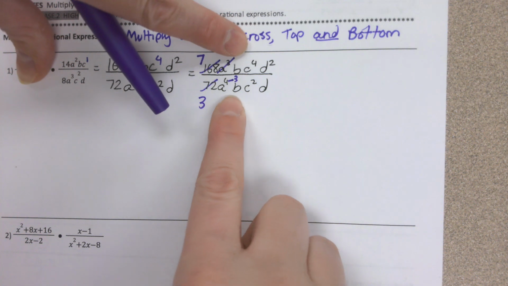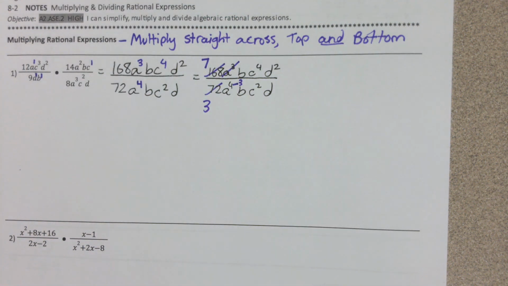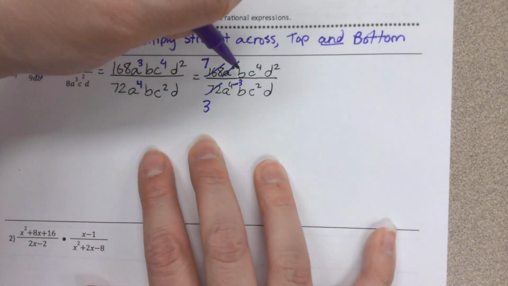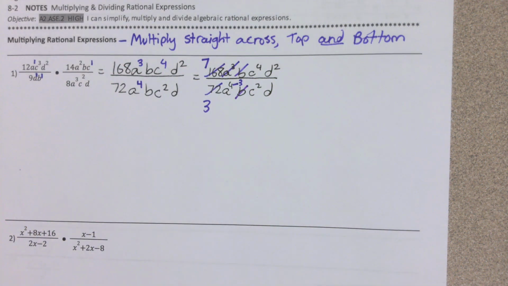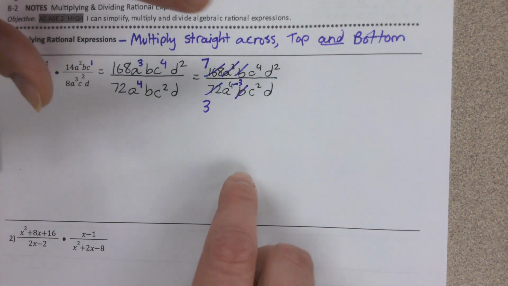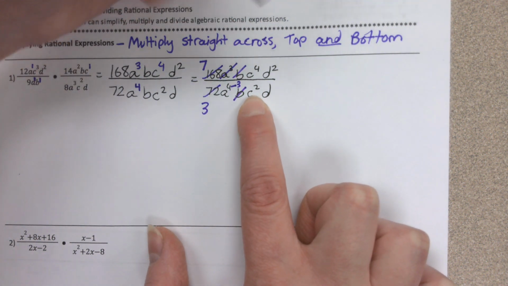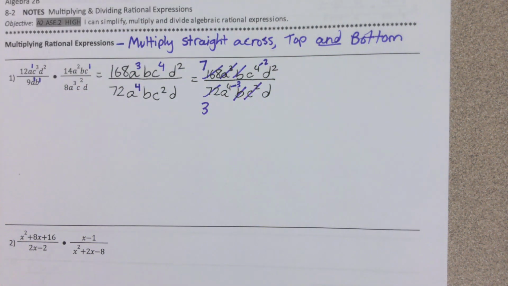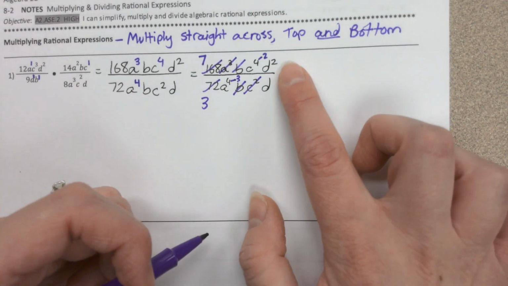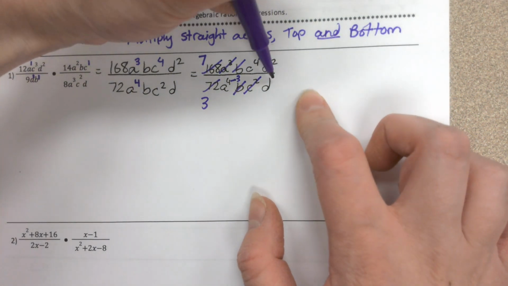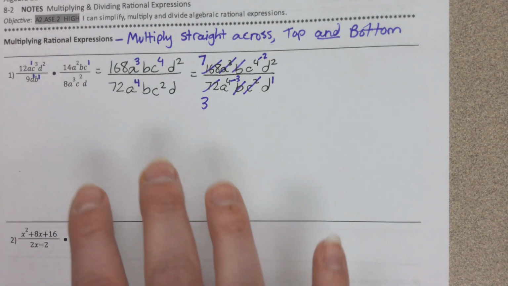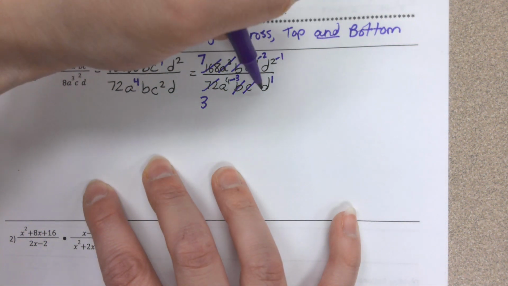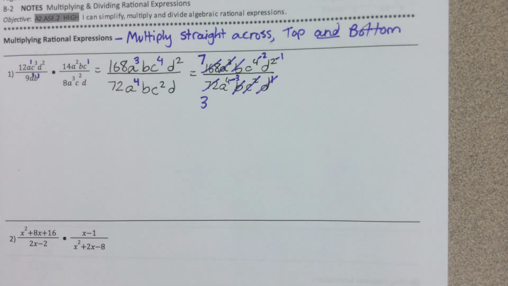I have a b on top and bottom. They're exactly the same, so those will both just cancel. C's, I have 4 on top, 2 on bottom, so I'm going to subtract 2 on the top, and the 2 on bottom will be canceled completely. Lastly, the D's, I have squared on top and then 1 on bottom. So I'll do 2 minus 1 on the top, and the bottom will cancel completely.